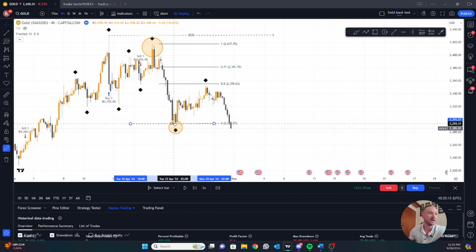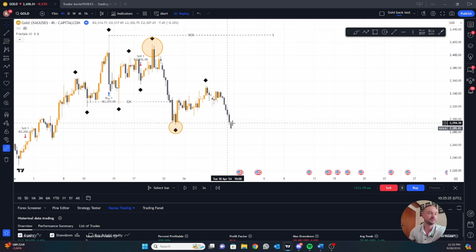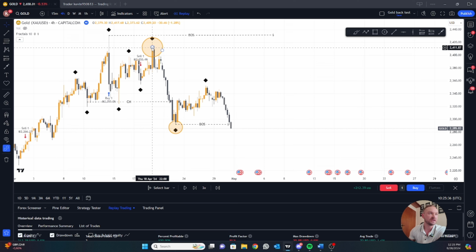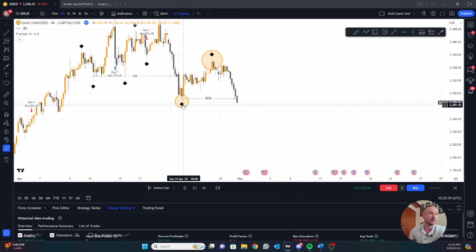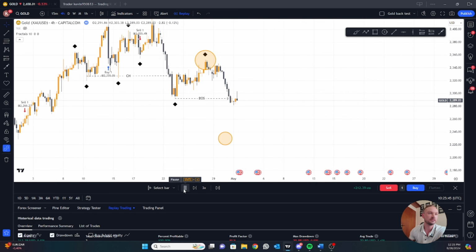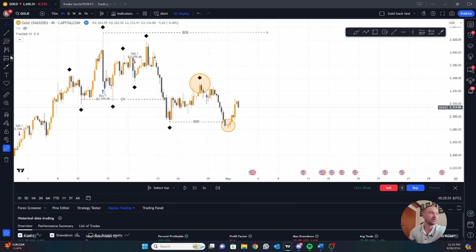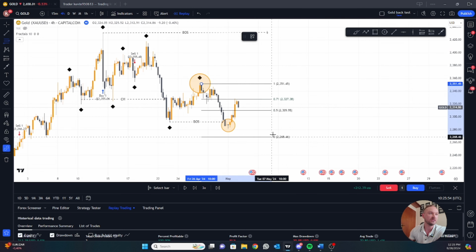Okay, so we just made another change. Oh, this was actually not a change of character, but this is a break of structure, so this means that we are going to shift our range. So we've got our break of structure here. Okay, so this now becomes our high, and we still need a low. Okay, we received the low here, and now we draw the Fibonacci again from this high to this low.